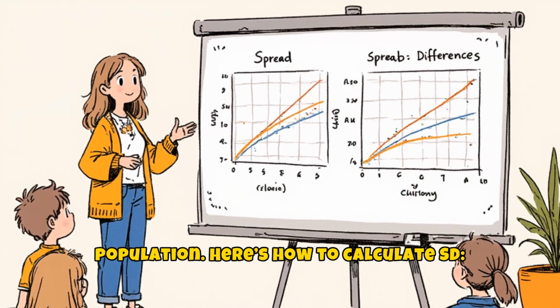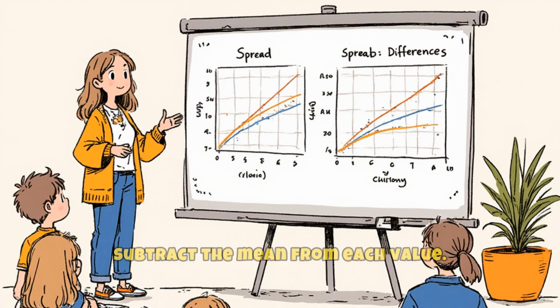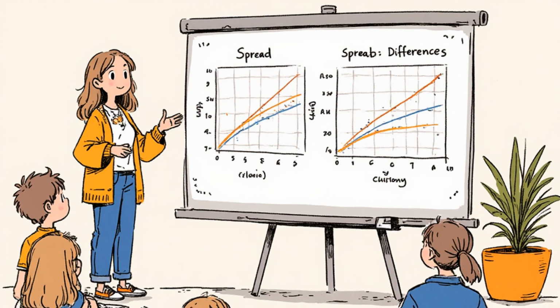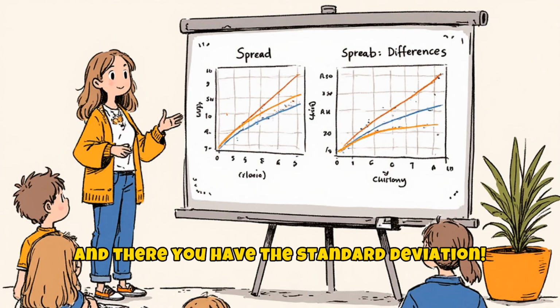Here's how to calculate SD. Find the mean. Subtract the mean from each value. Square each result. Add all squared values. Divide by n or n-1. Take the square root. And there you have the standard deviation.